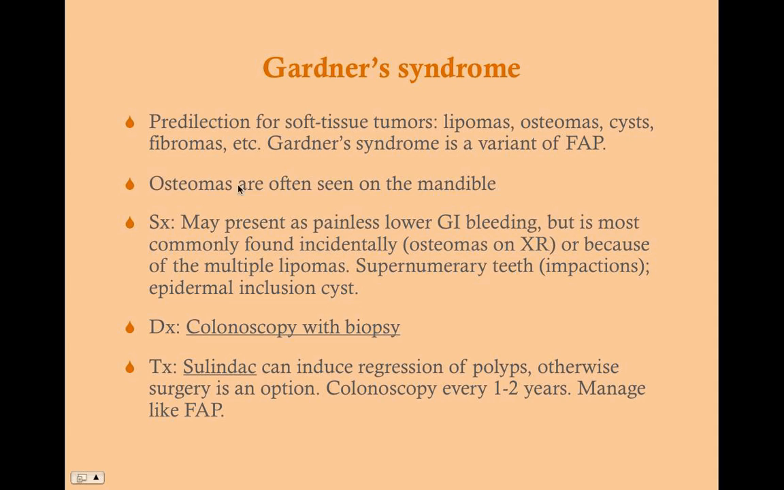So if you have a patient who has osteomas found on their mandible, then your next step in diagnosis is a colonoscopy with biopsy if you find a polyp. And the treatment here, we have two options. We can approach this from a medical approach, in which case we're going to give them the NSAID sulindac, and that can actually induce regression of polyps. It works in about 80% of patients. Otherwise, we can use surgery as an option. Once we diagnose a patient with Gardner syndrome, after their first colonoscopy, they're going to need colonoscopy every 1 to 2 years, and we manage this like FAP.